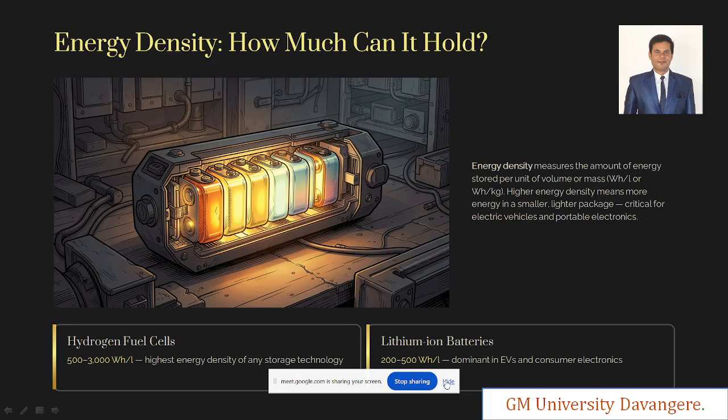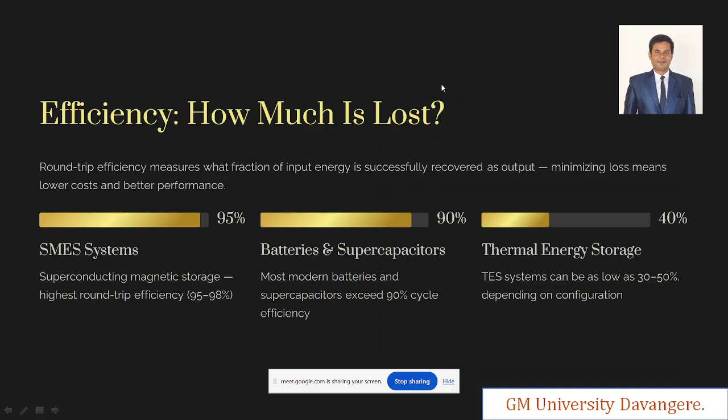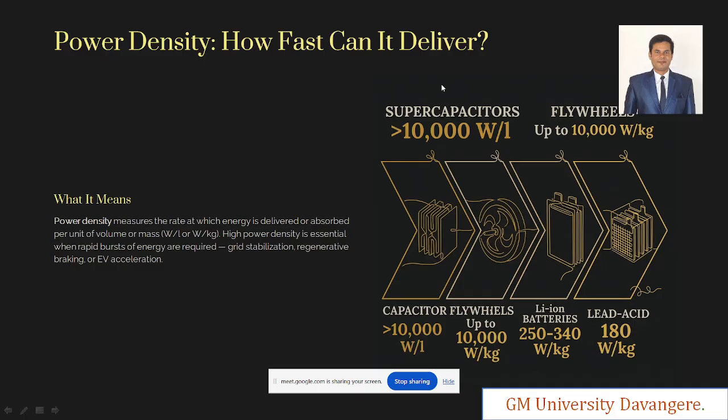So which is dominant in the EV, right? Where we have taken the EV, dominating EV and the consumer electronics also, for the lithium ion batteries. If you see the power density, how fast it can deliver. As I told, the power density speaks about how fast it is going to discharge. That is given the example of the capacitor. You can see we have the capacitor over here. This capacitor is going to discharge the actual energy, right?